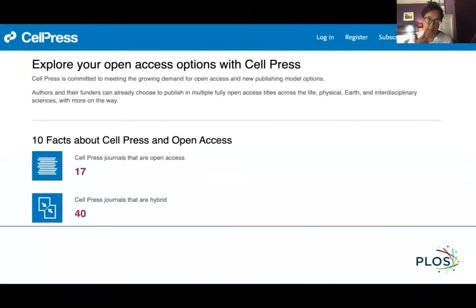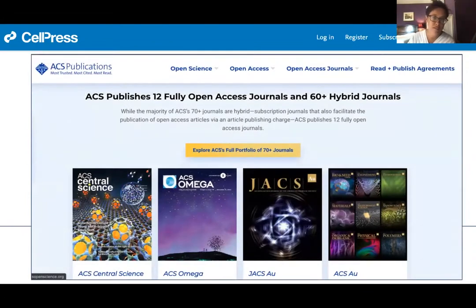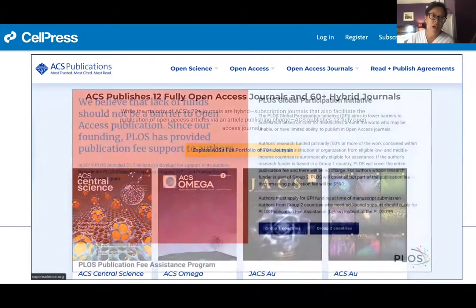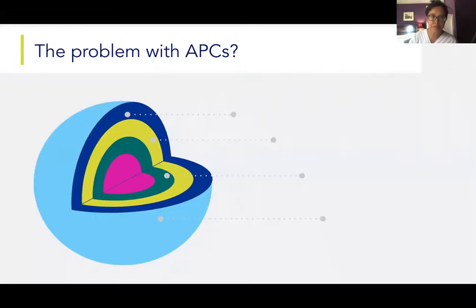So just to give examples, in the case of Cell Press, which is owned by Elsevier, they have open access journals that are pure open access. They also have journals that are hybrid, where the library pays for subscription access, but authors can also pay to make content open. American Chemical Society Publications, a scholarly society, has the same thing. So you can see how those options are laid out. And then of course there's native OA publishers like PLOS, where everything is open from the jump, and there are not different kinds of ways for the author to engage around the business model.